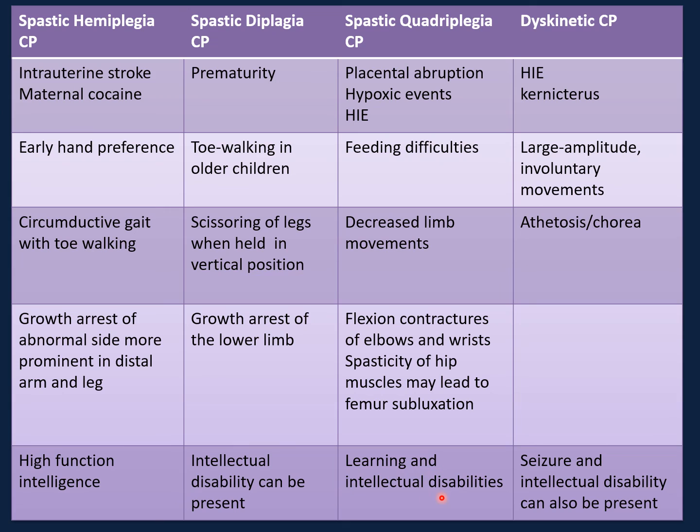Learning and intellectual disability is common with quadriplegic cerebral palsy. Dyskinetic cerebral palsy: the common causes are hypoxic ischemic encephalopathy and kernicterus, which is when a high level of bilirubin crosses the blood-brain barrier. Large amplitude involuntary movements, athetosis or writhing movement, or chorea. Seizure and intellectual disability can also be present with dyskinetic cerebral palsy.